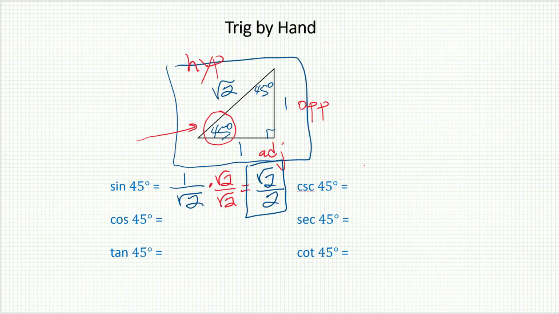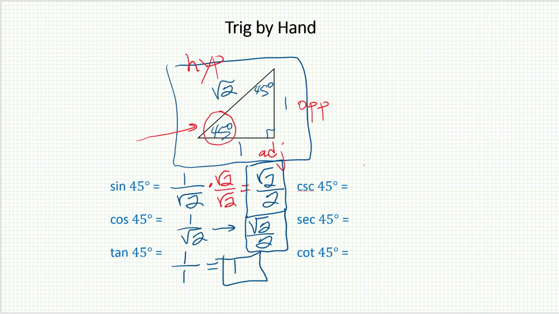Cosine 45 degrees, that would be adjacent 1 over hypotenuse root 2. That's the same thing. So obviously when I rationalize the denominator, I will also end up with that same value, square root of 2 over 2. Tangent of 45 degrees, opposite over adjacent. That's 1 divided by 1, which is of course just 1.